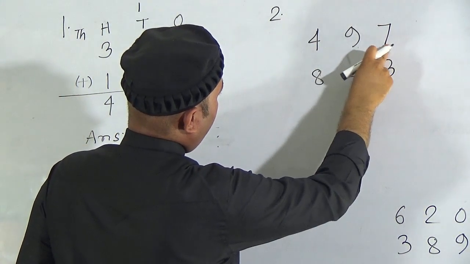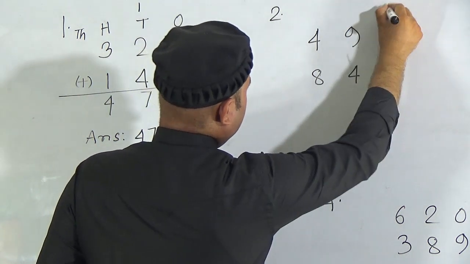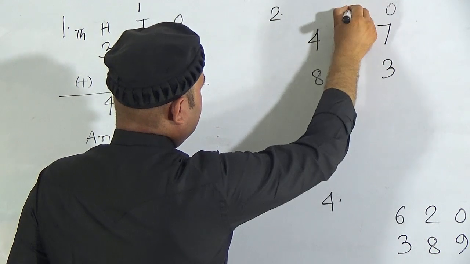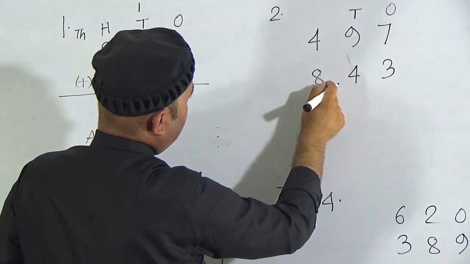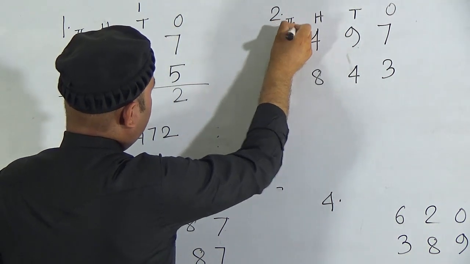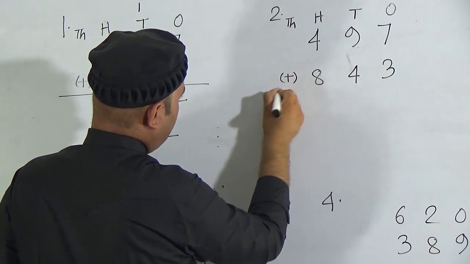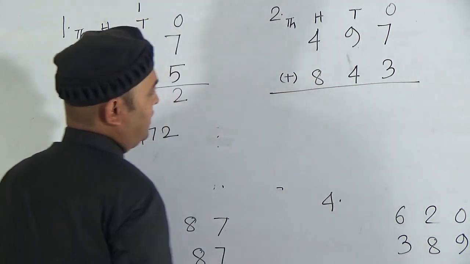Now next one, look here is question number 2. 497 is the top number, 843 is the bottom number. 7 and 3 is 1's place, 9 and 4 is 10's place, 4 and 8 is 100 place, and then here it will be 1000 place. For adding, we have to use addition sign and draw a line to bring down the answer here.